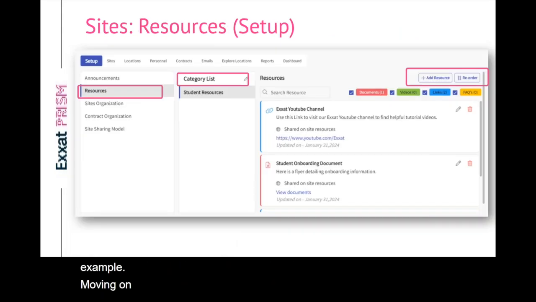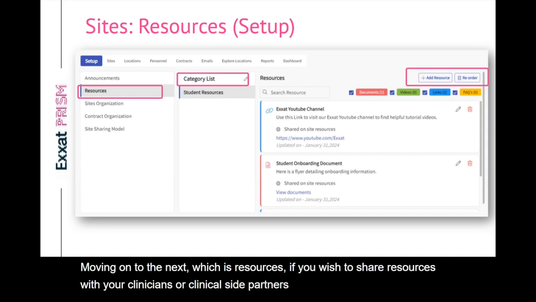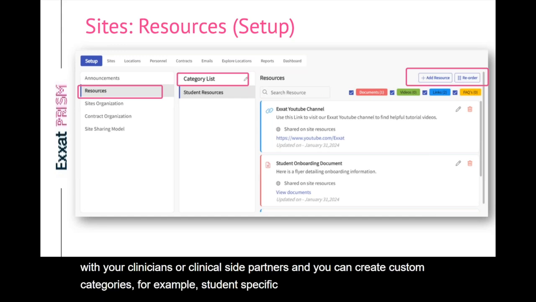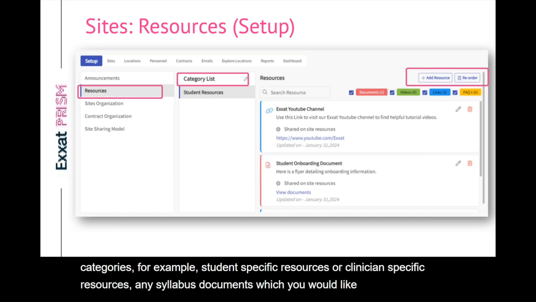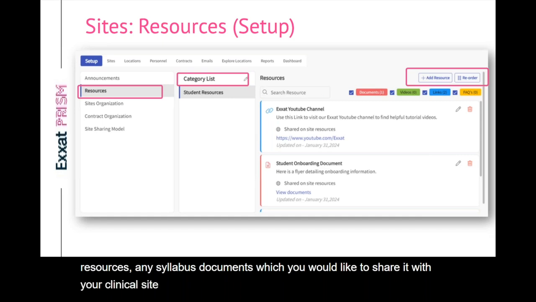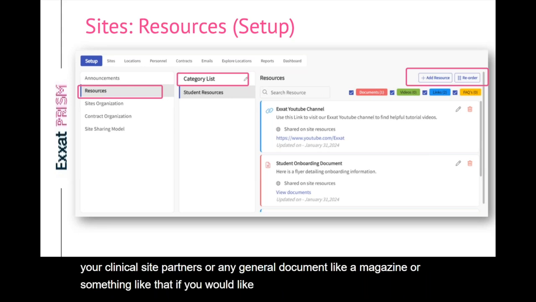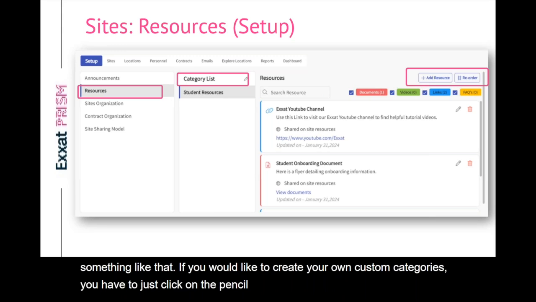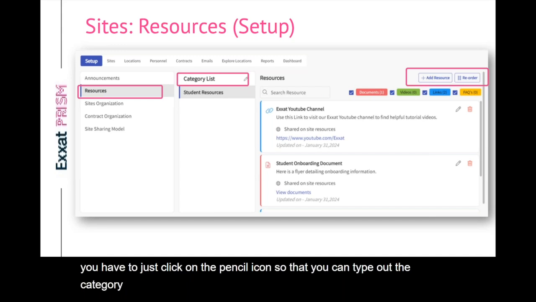Moving on to the next, which is resources. If you wish to share resources with your clinicians or clinical site partners, you can create custom categories. For example, student specific resources or clinician specific resources, any syllabus documents which you would like to share with your clinical site partners, or any general document like a magazine or something like that. If you would like to create your own custom categories, you just have to click on the pencil icon so that you can type out the category name. For example, in this case, it's the student resources.